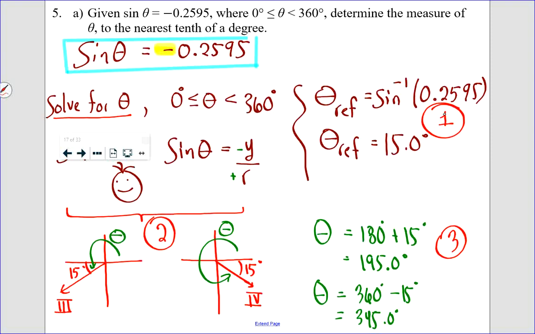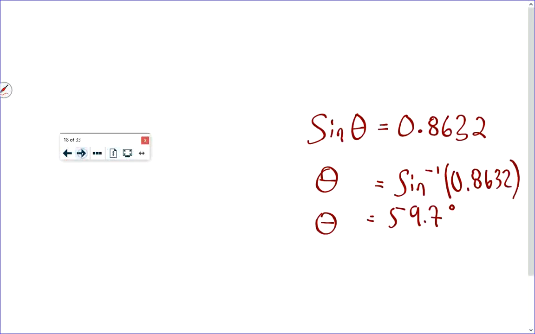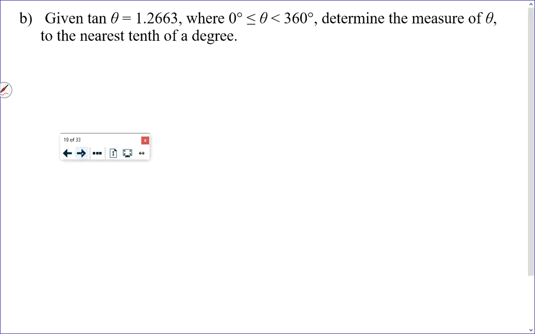So let's try now 5b. We have tangent of theta equals 1.2663.